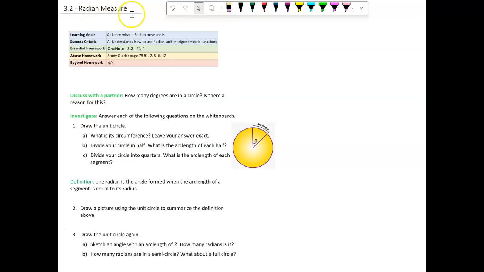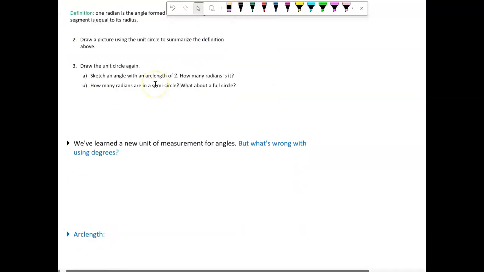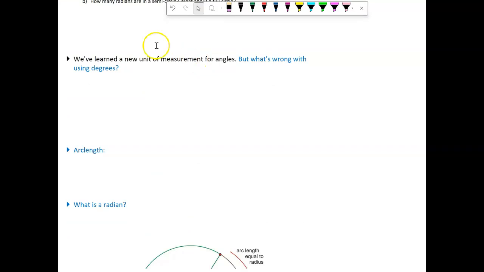Hello class, today we're going to learn about radian measure. Radian measure is a type of new unit that we're going to use for angles. So we're not going to use degrees anymore.